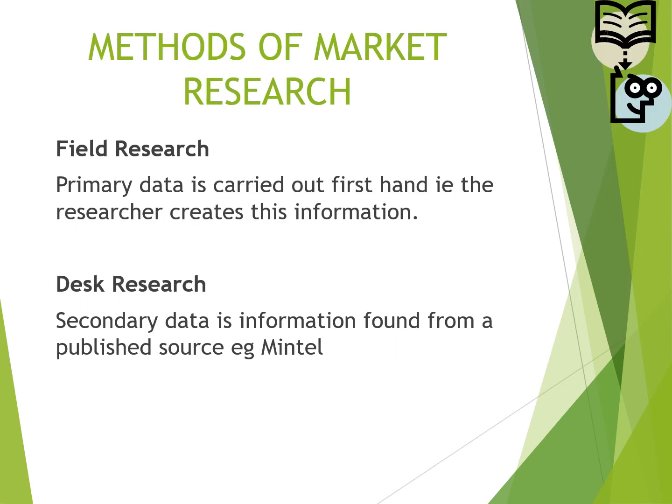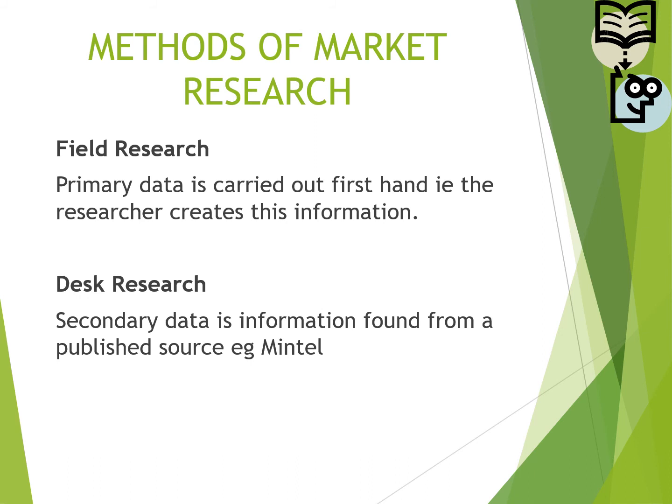So the two methods of market research, we've talked about primary and secondary information. Field research is your primary information. This is carried out firsthand. You're creating this information through interviews, through online surveys, through telephone surveys, through questionnaires, through focus groups, etc. Desk research is your secondary information, and that's information that you'll maybe find from a published source.